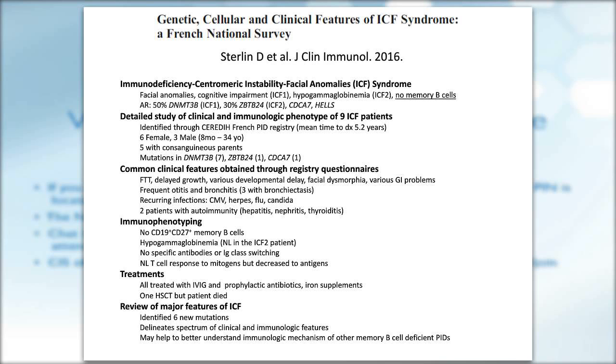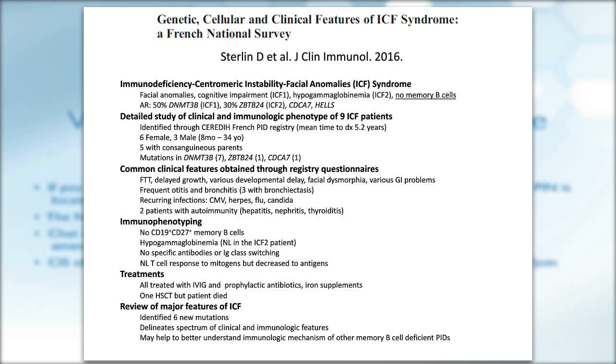All of these patients were treated with IVIG and prophylactic antibiotics. Interestingly, all of them also needed iron supplements for anemia. One patient, who had significant autoimmunity, did undergo transplant. However, she died about 6 years later of unknown causes.